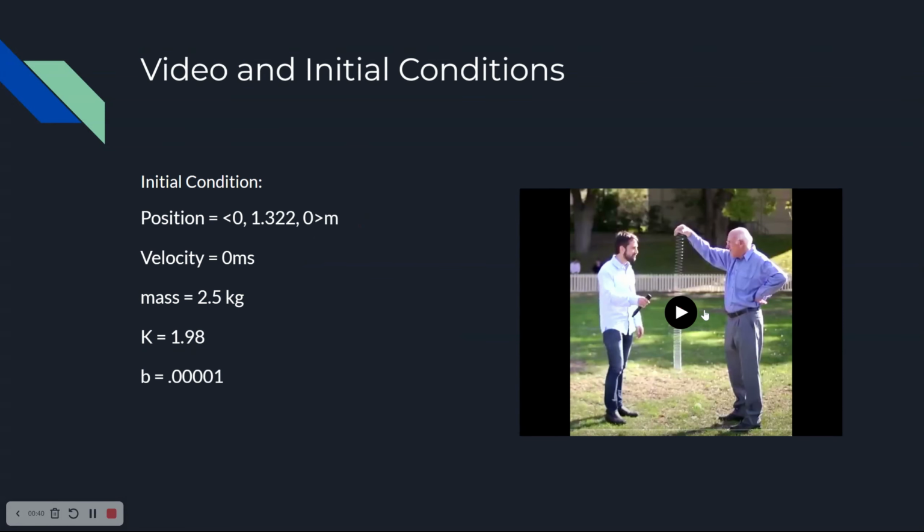So here's the video if you want to watch that, and the initial conditions, which you can see set over here. We have our position, velocity, mass, a spring coefficient, and the drag coefficient.